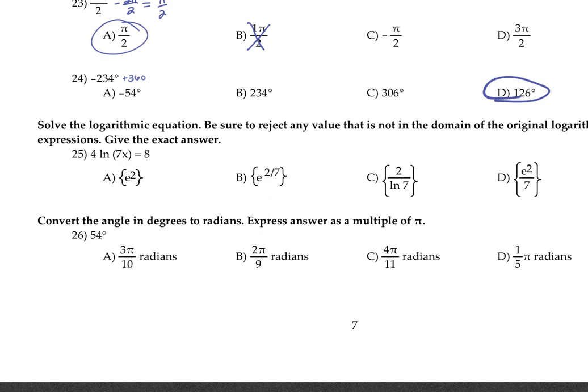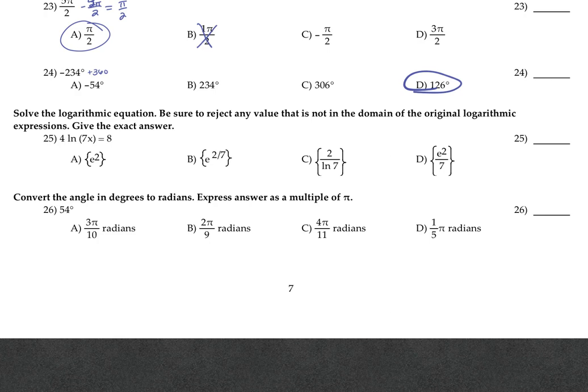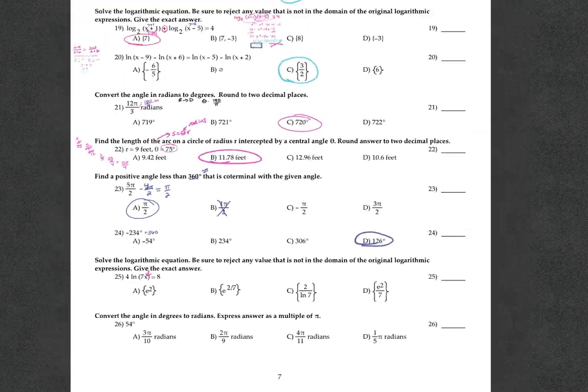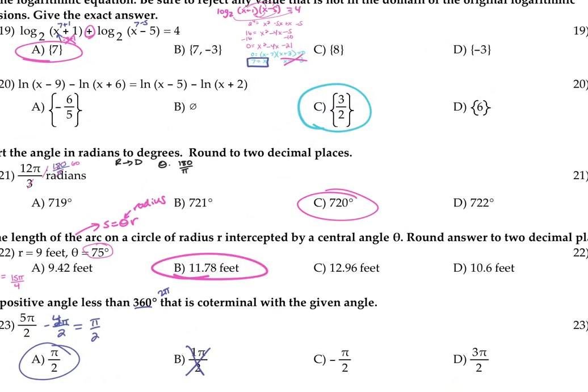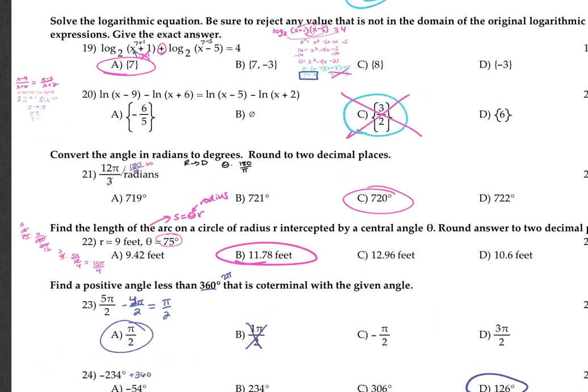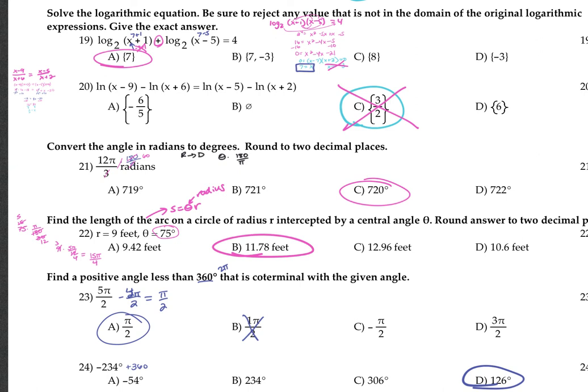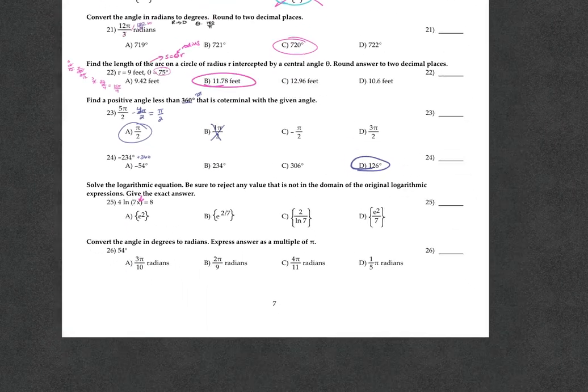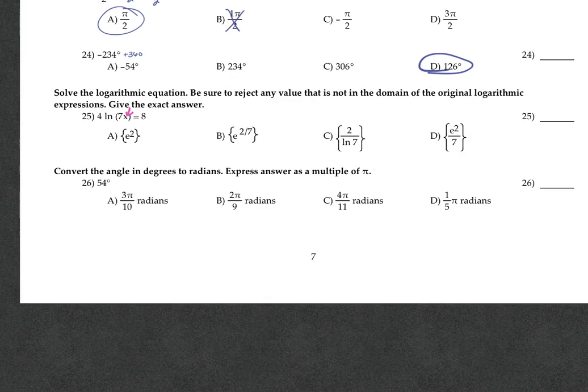25 says solve the log equation, so we're back to logs. Reject any value that's not in the domain of the original log expression, which means we have to check our answers, make sure when we plug them back in here, we're not finding the log of a negative, which actually happens in 20. In 20, if you plug back in the 3 halves, you end up getting the ln of a negative number, and so B is the actual answer for 20. All right, sorry, back down to 25.